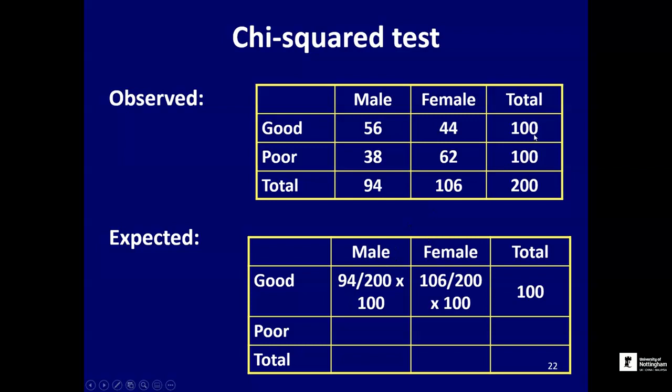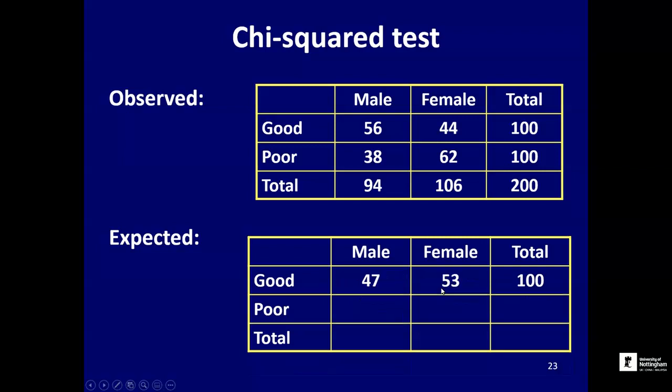So we say of the 100 that were given good quality mates, we'd expect 94 divided by 200 as a ratio of the chicks to be male. So we do that, we add that up, and that allows us to generate an expected frequency of male chicks in nests from good quality fathers. And we can do the same for females, and then we can do the same for the poor quality treatment as well. So what do the answers look like?